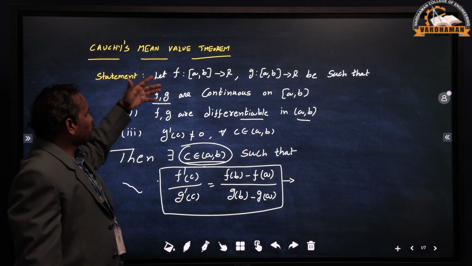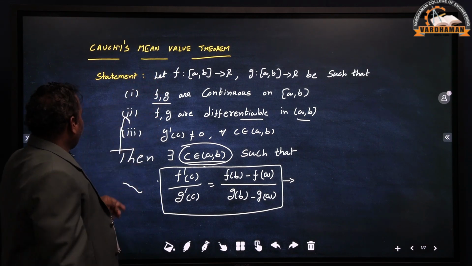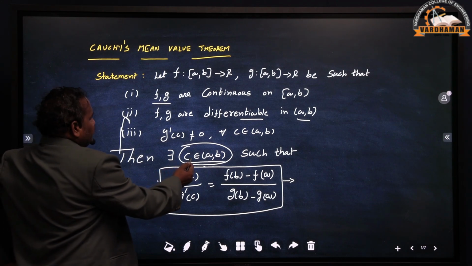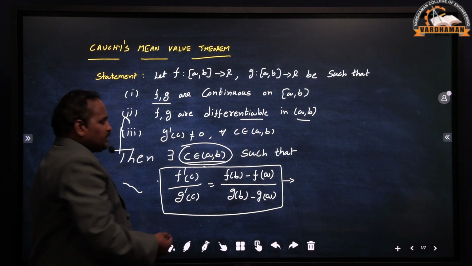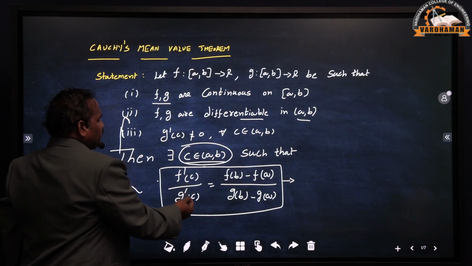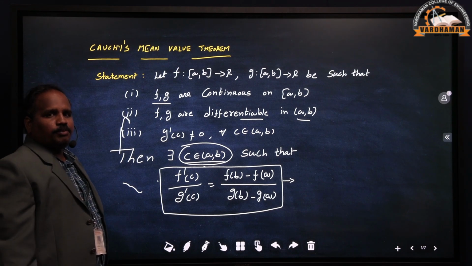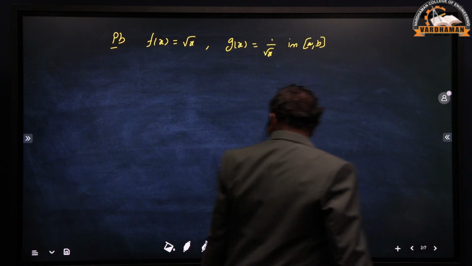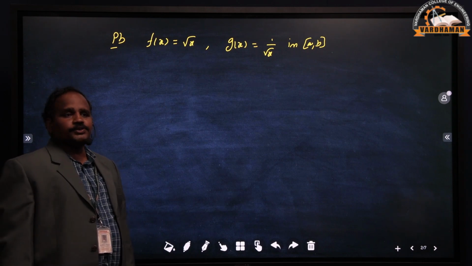If any two functions satisfy these three conditions, then there exists an element c belonging to the open interval (a, b) such that f'(c) by g'(c) is equal to f(b) minus f(a) by g(b) minus g(a). Related problem we are discussing here, Cauchy's mean value theorem.